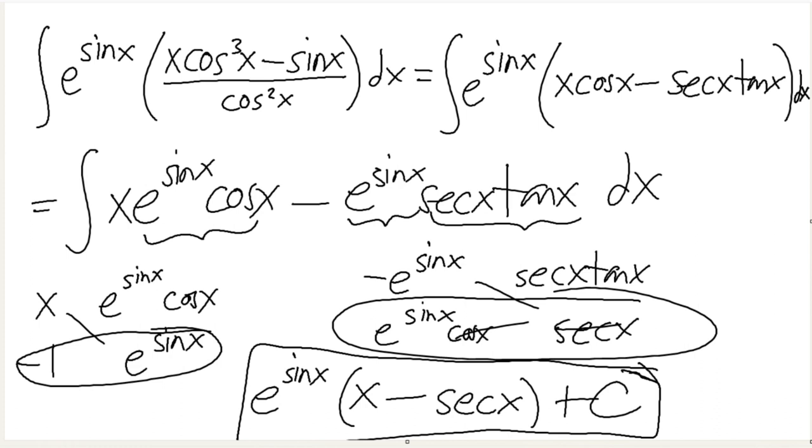And that is your answer. So sometimes you might have to do semi-integration by parts twice, or in two different terms, and then have the leftover non-elementary integrals cancel each other out. Okay?